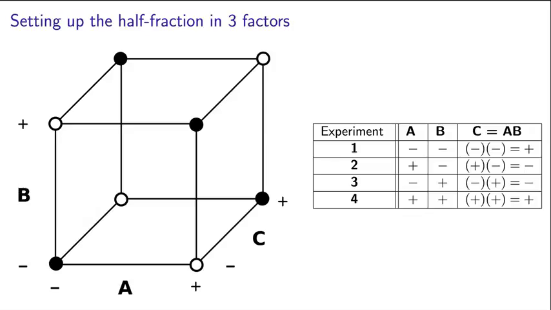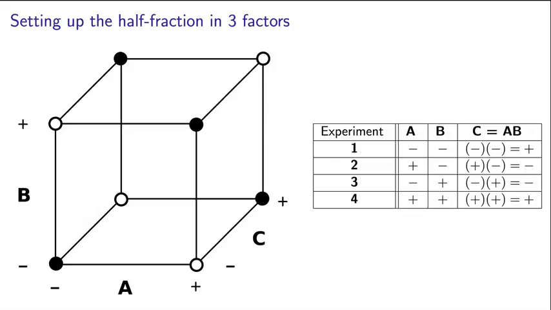Let's visualize where those 4 points are on the original cube. The first row is at low A and low B and high C, so it appears here. The next point is at high A, low B, and then low C, so that's over here. The third experiment is there, and the last experiment is at high A, high B, and high C. Notice how that corresponds to the ideal selection of 4 experiments we made at the start of this video.